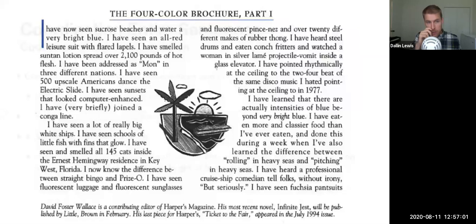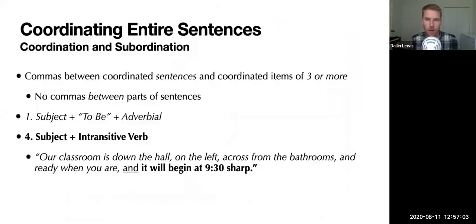Now, the key punctuation when coordinating is the comma, of course, and you probably learned this way back in 1st or 2nd grade, that you separate items in a list, which is a coordinated set, with a comma. The comma is used to coordinate each item in a list as well as to coordinate entire sentences.